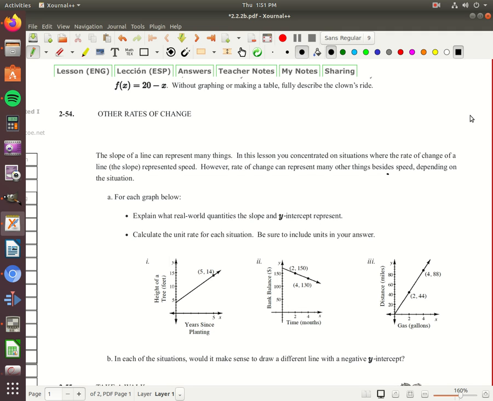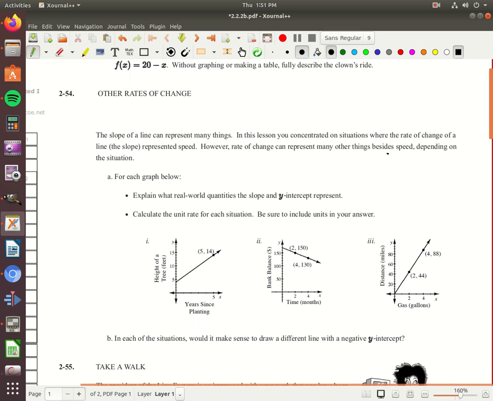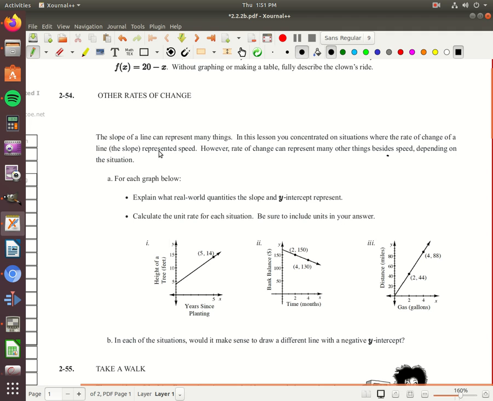Alrighty, so 222 part 2, just some more on slopes and lines, that kind of thing. It says the slope of a line can represent many things. In this lesson, you concentrated on situations where the rate of change of a line, the slope, represented speed. However, rate of change can represent many other things besides speed, depending on the situation.